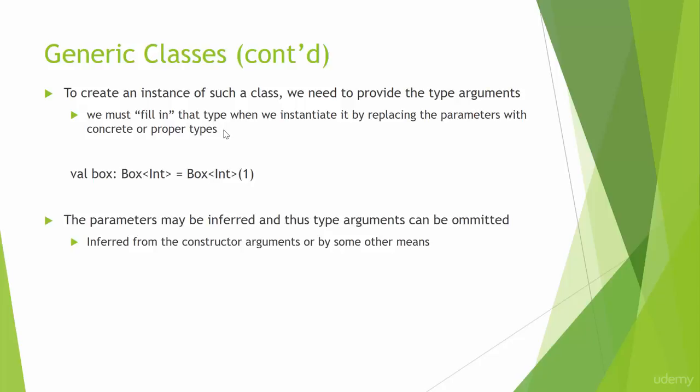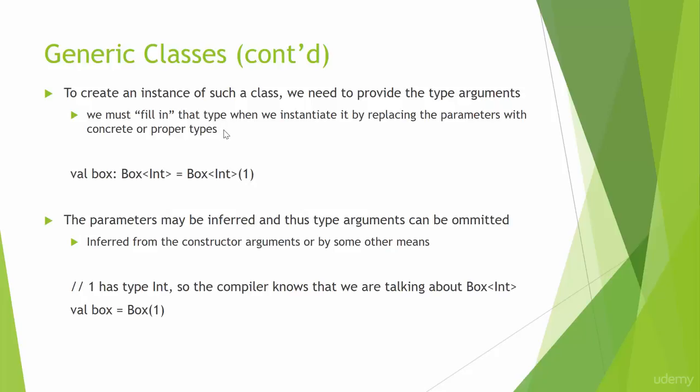So it looks very similar to other ways we create instances in Kotlin, except we have those angle brackets. We have to specify the type inside the angle brackets. The type parameters may be inferred, and some type arguments can be omitted. We know type inference means that the compiler is able to understand what type it is. So you can infer from the constructor arguments, or some other means, what type it is that you're defining. So you don't always have to declare the Int inside the brackets if the constructor can infer it. In this case, we wouldn't have to say Box Int. The 1 actually infers through the constructor that it's an Int, so you can just say val box equals Box of 1.